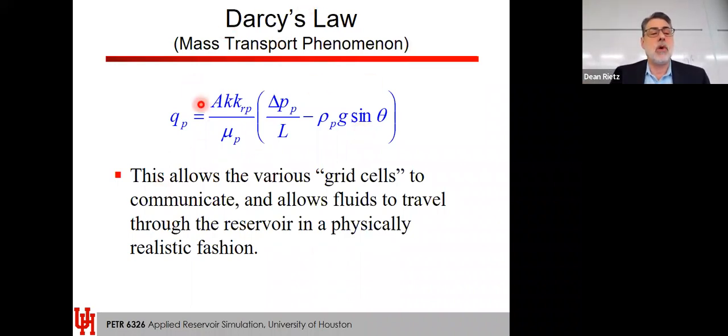So this equation allows this grid block to communicate with the next grid block, or said in a different way, it allows us to calculate what the flow in or out might be. Whether it's in or out doesn't matter. It's just a change in minus sign or plus sign. So if we chop the reservoir up into small enough grid blocks, now we are able to model the flow in the reservoir.